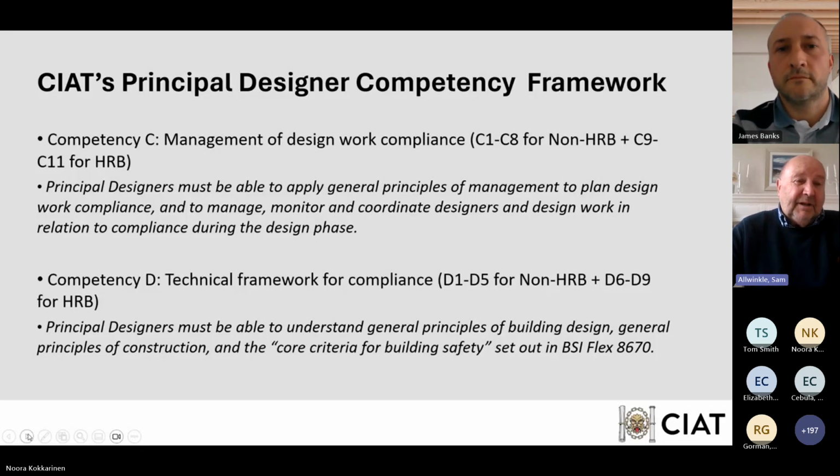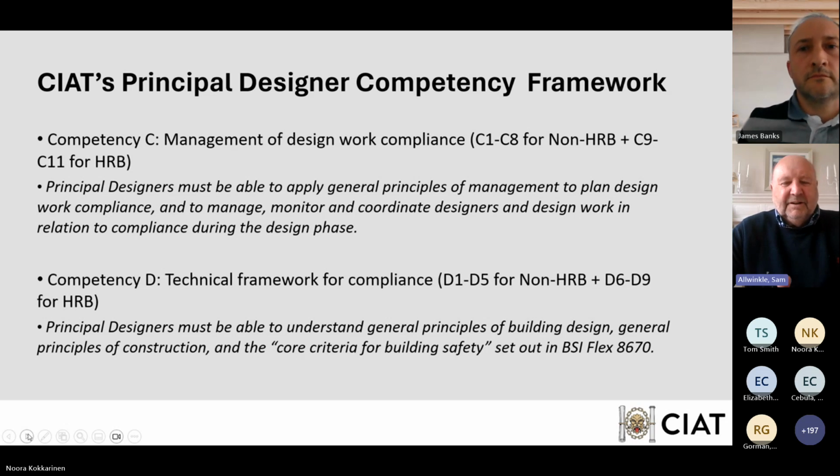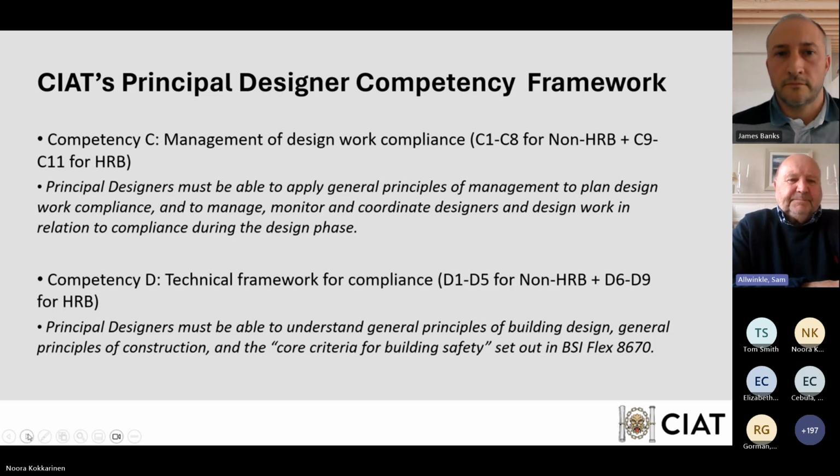So making sure that the four elements, the behaviours, the regulatory framework, management of design work, and the technical work, is all in one. And that's what we must make sure that our members who practice, who offer services to clients, who offer this particular role, have. That's what we are here to do in terms of an institute. Next one, Nora.